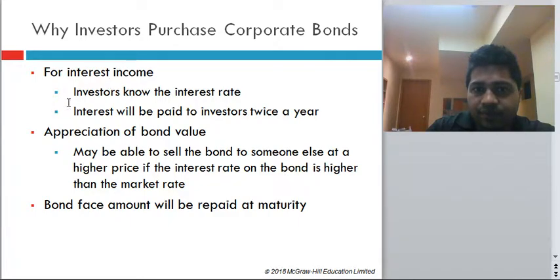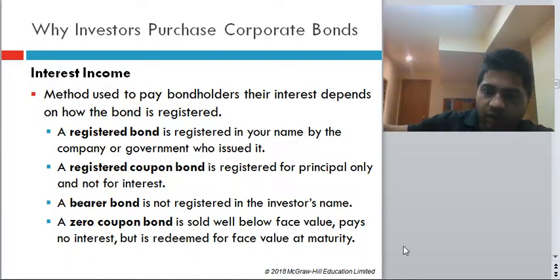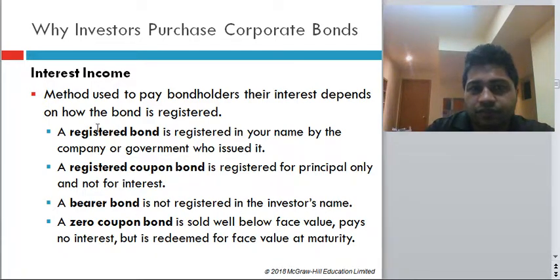For interest income, investors know the interest rates, that's beneficial. Interest will always be paid to investors, generally twice a year. Appreciation can also happen. You may be able to sell bonds to someone else at a higher price, or the maturity price can be higher if the interest rate on the bond is higher than the market rate. Bond face value will be repaid at maturity. So you can either sell the bond to someone else or you can redeem the bond. You can get capital appreciation in these two ways. Along with that, you keep on getting coupon payments.